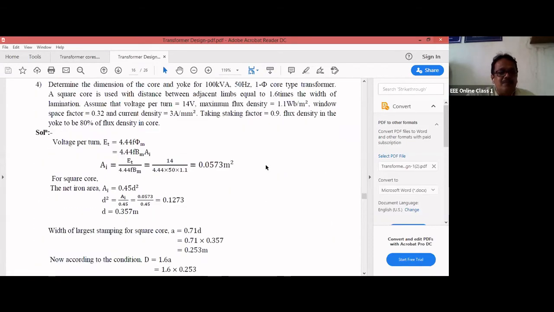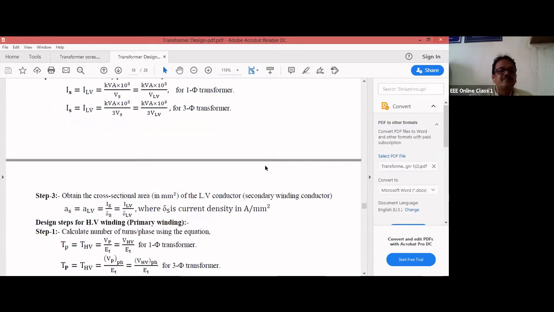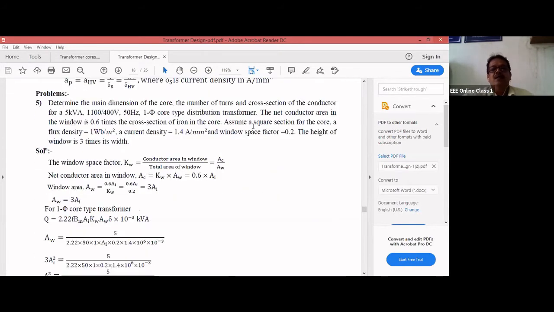Let's continue with the problem. The net conductor area in the window is 0.6 times the cross section of the iron of the core. With respect to this statement, you can write the window space factor. The window space factor Kw is equal to the conductor area in the window, AC, divided by the total area in the window, AW.